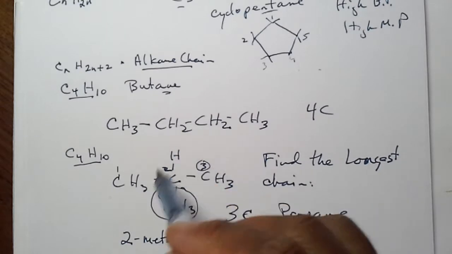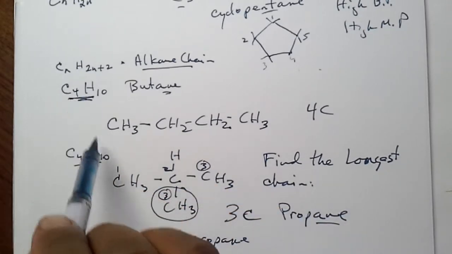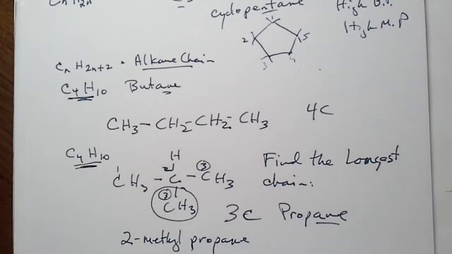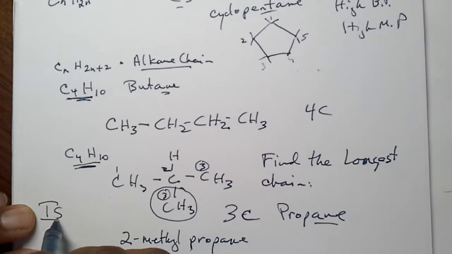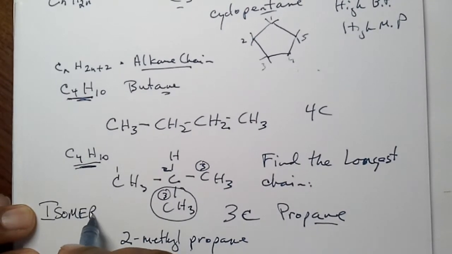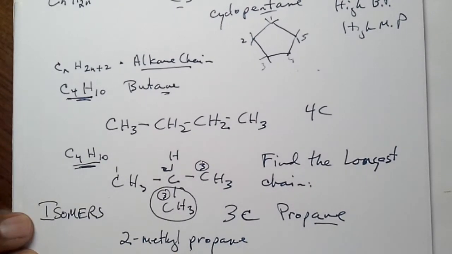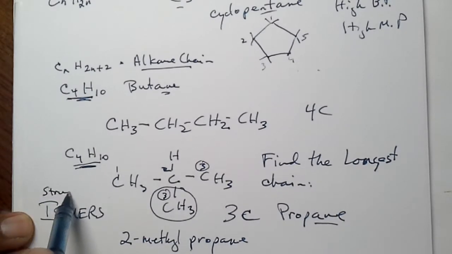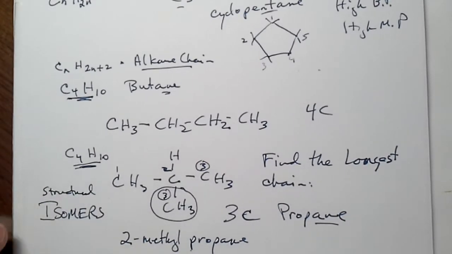And these are very different compounds, even though their molecular formulas are the same. Alright? These are what are referred to as structural isomers, because they are the same molecular formula, but different structures, chemical structures.